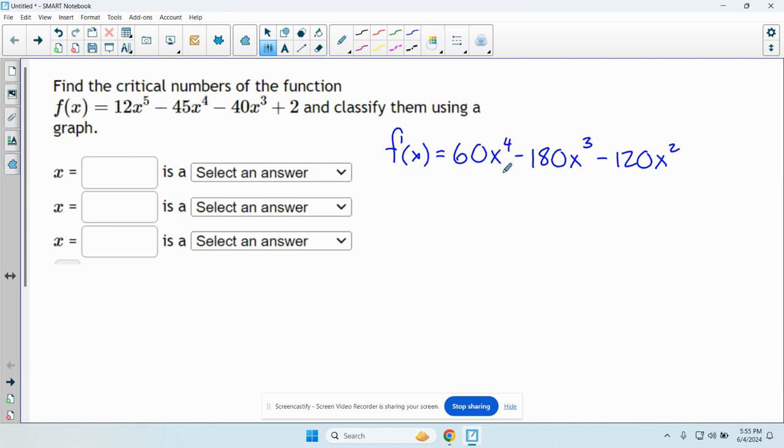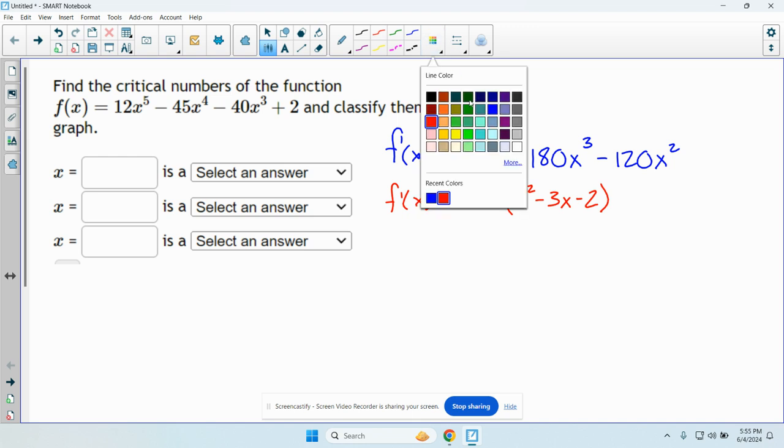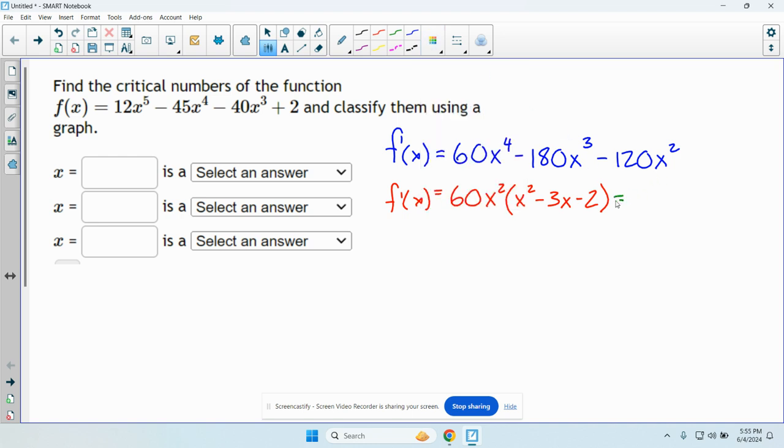So what I can do is factor out a 60x squared. When I do that, I'm left with x squared minus 3x minus 2. And this is the derivative. Now I'm just looking for the values that make this derivative equal to 0. So I'm going to set this derivative equal to 0.